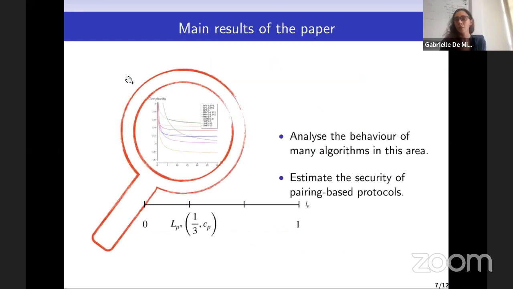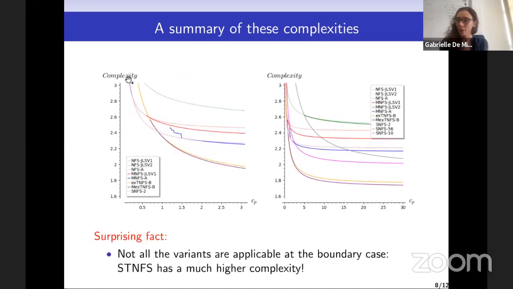So the main results of our paper, obviously all the details are in the longer talk or in the actual paper, are a thorough analysis of the behaviors of many algorithms, which I haven't even mentioned yet, at this specific boundary case. And this analysis allows us to estimate the security of pairing-based protocols. So in the end, this is kind of the summary of our results for the first question.